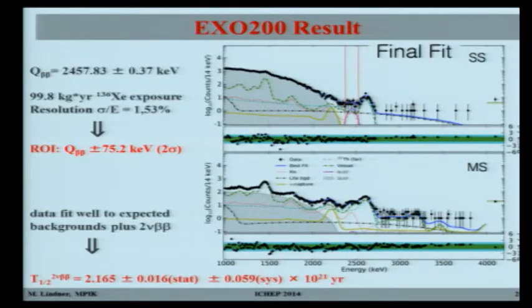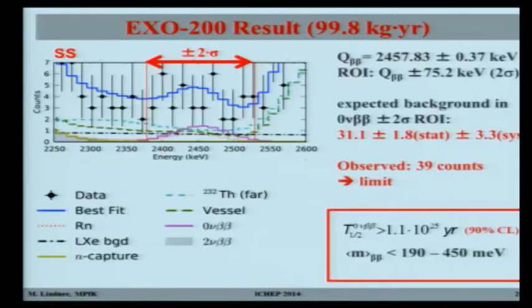And then you can go in the region of interest, this red interval here, and see if there's an excess that's attributed to a neutrinoless double beta decay. That's the blow-up here. That's the region of interest, and that's again what they do. They expect from the background in this interval 31.1 plus or minus 1.8 plus or minus 3.3 events.